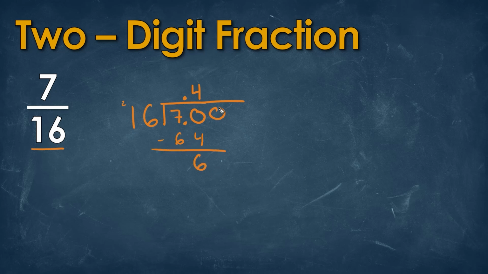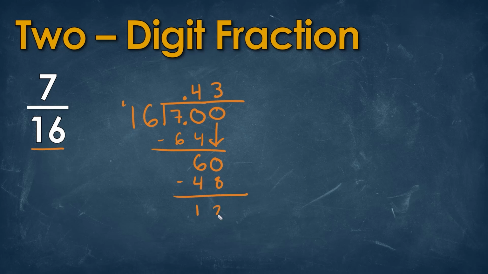We'll take another 0, and we'll drop it down. So how many times now does 16 go into 60? And the answer is going to be 3 times. Okay, we can multiply this out. 3 times 6 will be 8. We have a 1 here now. 3 times 1 is 3 plus 1. That's going to be 4. We can subtract that out.